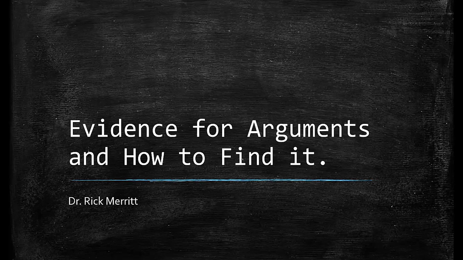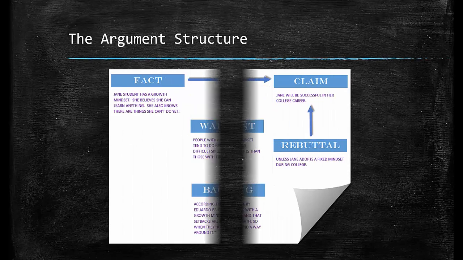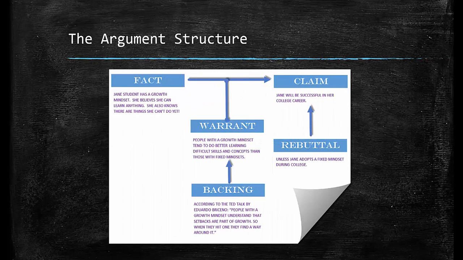Let's take a basic argument using the model we first saw in the Argument Basics video. This argument deals with mindset and how it can help you succeed in college. In this graphic, we see a fact where Jane has a growth mindset, and this should lead to success in college, and the warrant that describes the concept of the growth mindset. The backing is from Eduardo Briceño's TED Talk. This is a statement from an expert in the field of mindset and is our evidence for the argument.